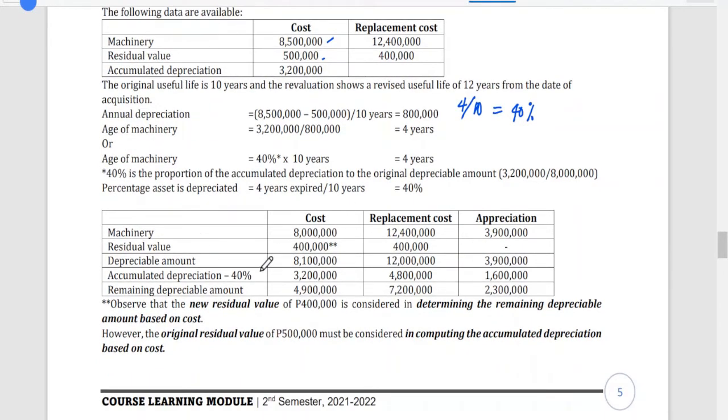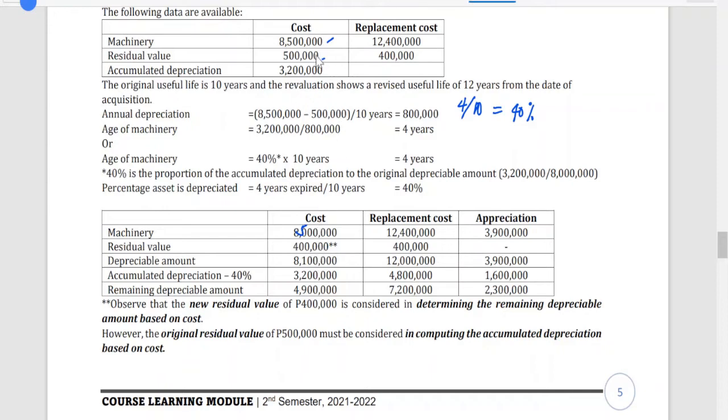Next, how do we compute our revaluation surplus? First, you have to place the amounts for the cost. So we have 8,500,000. This is not 8 million, but 8,500,000. And then we have a residual value of 400,000.